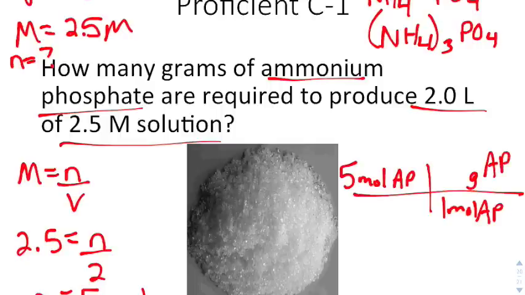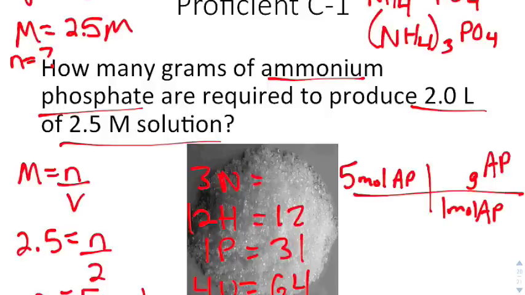Remember, to go from moles to grams, you would use the periodic table. So you would look at this and say, I have 3 nitrogens, I have 12 hydrogens, I have 1 phosphorus, and I have 4 oxygens. So 4 oxygens, 4 times 16 is 64. 1 phosphorus, 1 times 31 is 31. 12 times 1 is 12. And 14 times 3 is going to be 42. Then you would add them up using your calculator: 42 plus 12 plus 31 plus 64 gives you a value of 149.